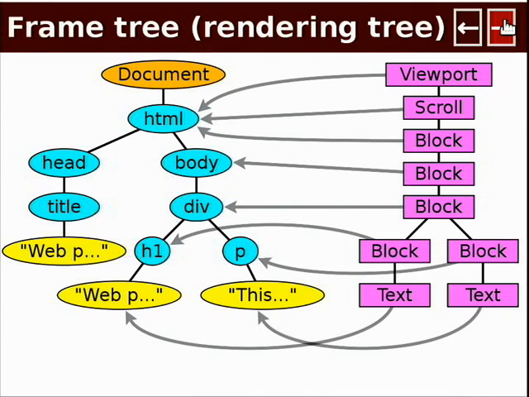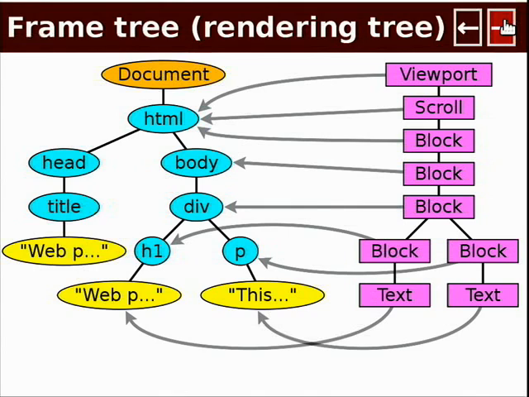But the more important difference is that the types of the objects in this tree aren't things like element types. They're things like CSS, the values of the CSS display property will mostly correspond to the types of nodes in this tree. So block or inline, or various table types or text nodes.